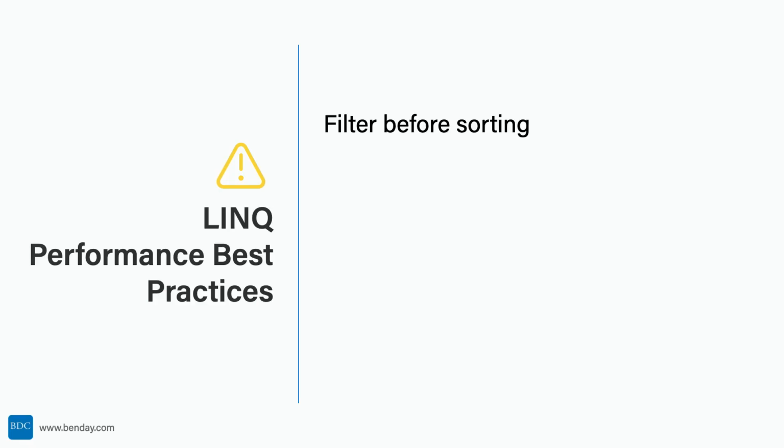Always Where before OrderBy. Why sort 10,000 items when you only need 100? Filter first to reduce the dataset, then sort what's left. Order of operations matters for performance.